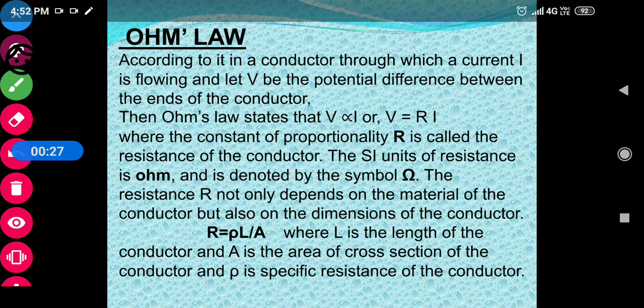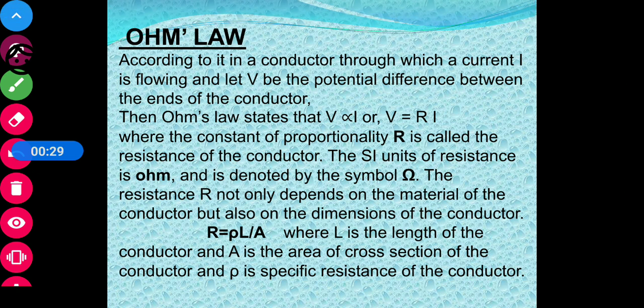Now, Ohm's law. You are quite familiar with Ohm's law. You have studied it in class 10th also. According to Ohm's law, when a current I is flowing through a conductor across which a potential difference V is applied, then V is proportional to I, and V is equal to IR. Here, R is called the resistance of the conductor. The unit of resistance is ohm and its symbol is omega.